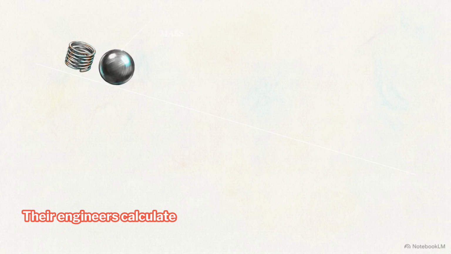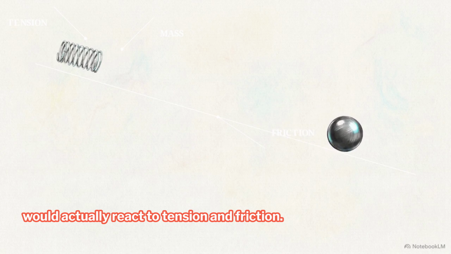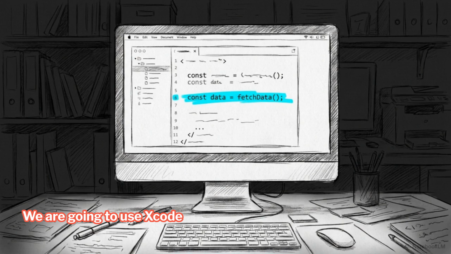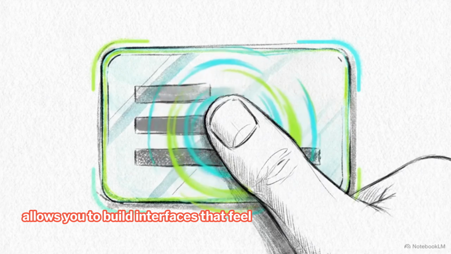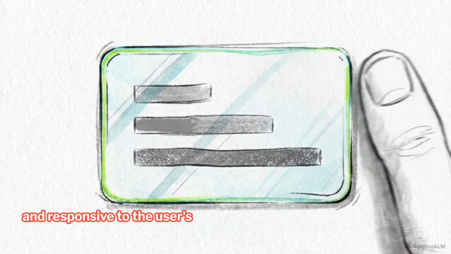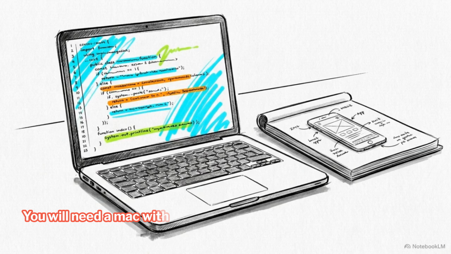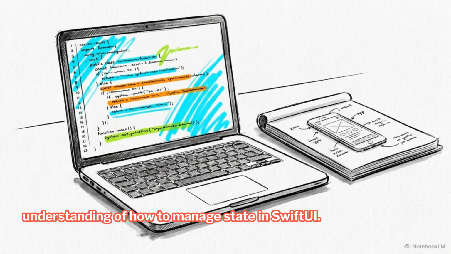Their engineers calculate how an object with mass would actually react to tension and friction. We are going to use Xcode to build this exact spring animation in SwiftUI, and we'll do it in under 5 minutes. Mastering these physical simulations allows you to build interfaces that feel intuitive and responsive to the user's touch. You will need a Mac with Xcode installed and a basic understanding of how to manage state in SwiftUI.